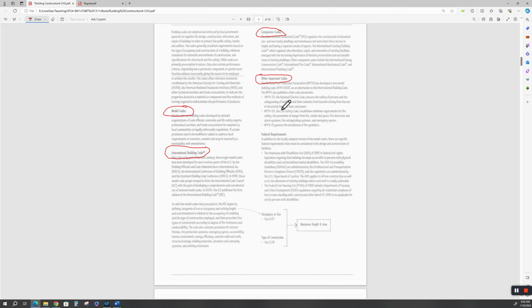You'll see up here, National Fire Protection Association. They have a code for fire resistance and how to design your building from a fire standpoint. You'll have the National Electric Code.